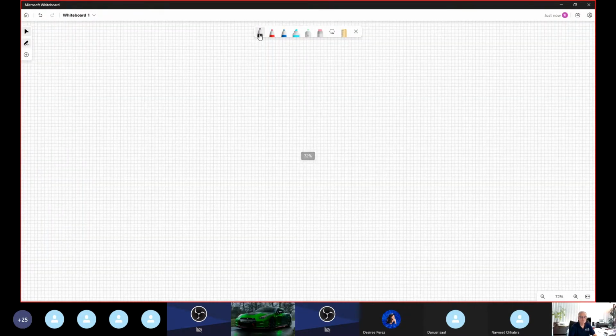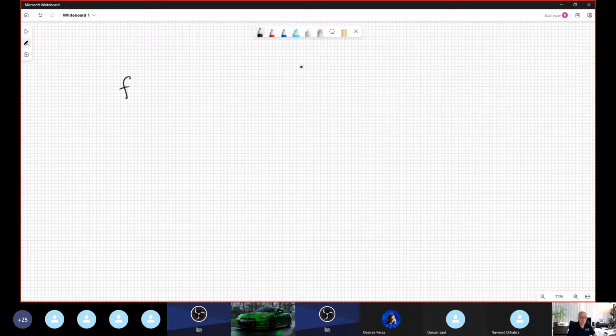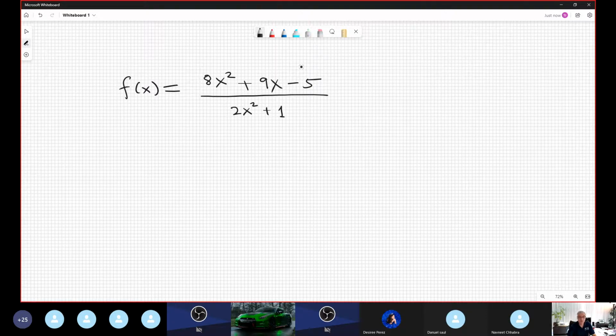Suppose this example. Suppose the function f of x equals 8x squared plus 9x minus 5 divided by 2x squared plus 1. Okay, it's given. Here I want to determine if we have a horizontal asymptote or not. Do you have it or not?